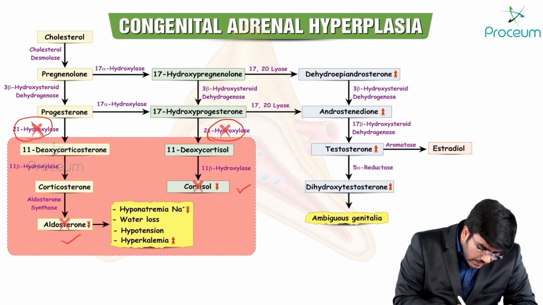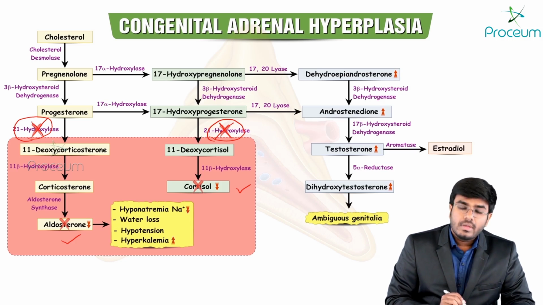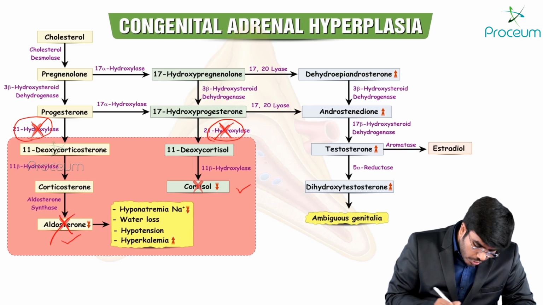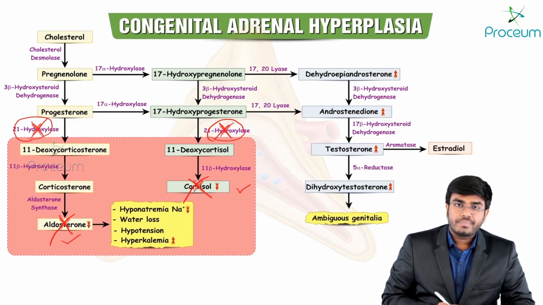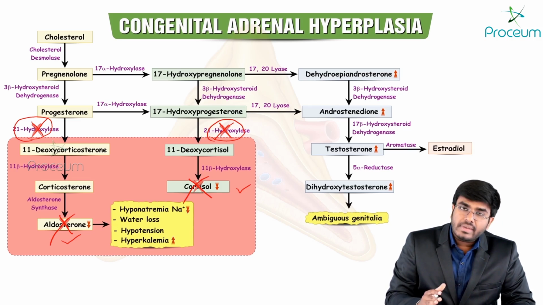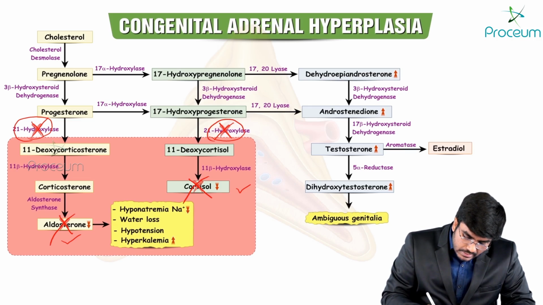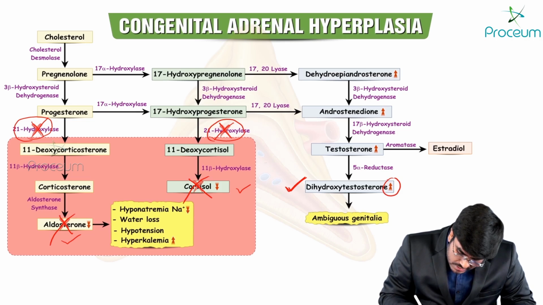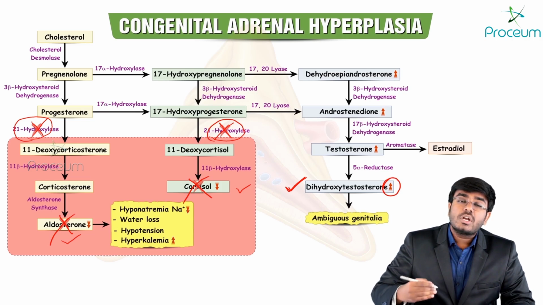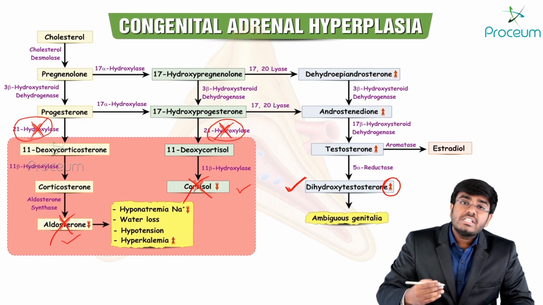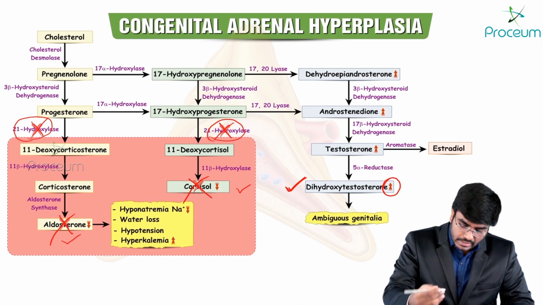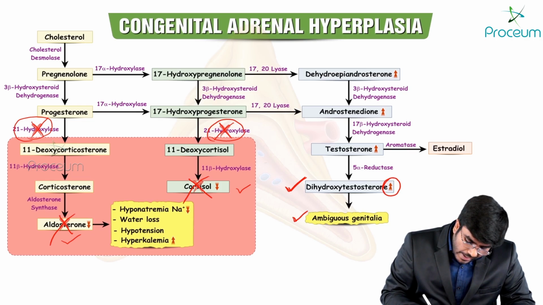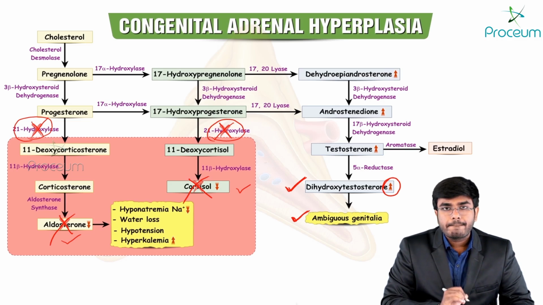Whenever there is no 21-hydroxylase, there is no aldosterone, no cortisol. So the whole pathway is now shunted towards androgen synthesis. Now, there are lots and lots of androgens, and because of this, the female child is undergoing virilization. So there will be development of ambiguous genitalia.